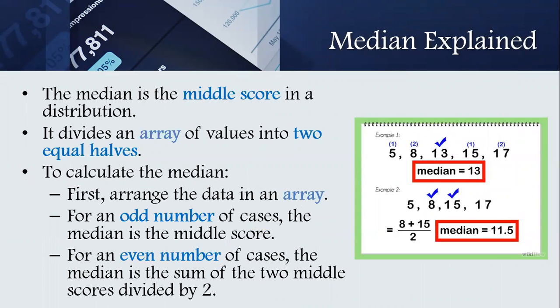The median is the middle score in a distribution. It divides an array of values into two equal halves. So here again, we see the concept of array at play. To calculate the median, we would first need to arrange the data in an array. For an odd number of cases, the median is the middle score. For an even number of cases, the median is the sum of the two middle scores divided by 2.